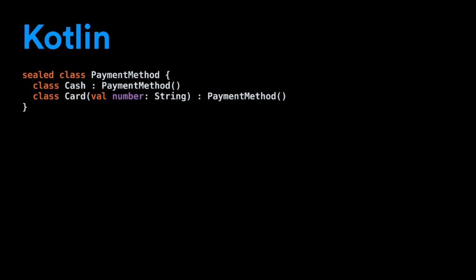So I declare the sealed class PaymentMethod, and what it allows me to do is control subclasses of this thing, and I can limit them. I'm saying there are two subclasses of PaymentMethod. This is my subclass syntax, just another colon. There's Cash, which is a subclass of PaymentMethod, and there is Card, which is also a subclass, but it can take a string which represents the card number.